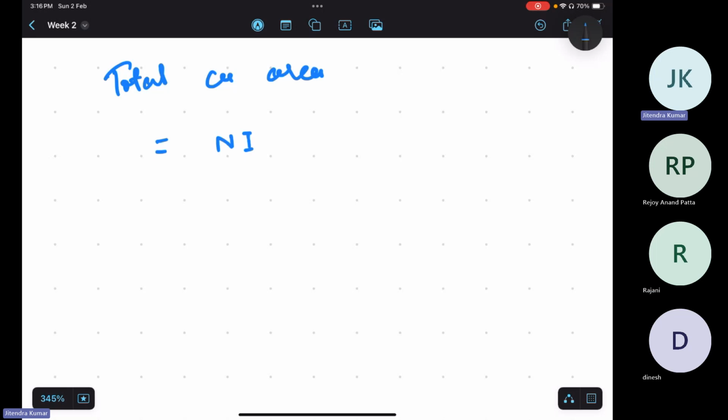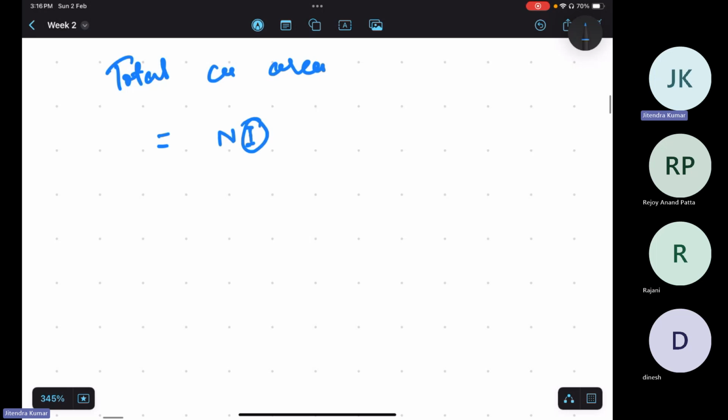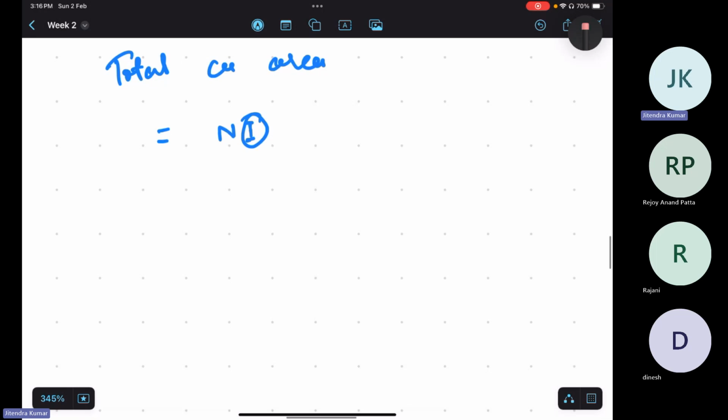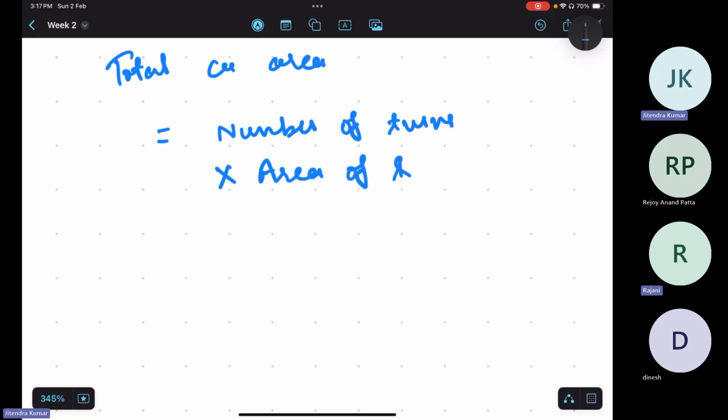Now this is nothing but the total number of turns on the primary side into area. Here we need area, right? So what I mean to say is, if we know the area of a single conductor, then if we multiply by the number of turns, that will be our total copper area. So pi d square by 4 into number of turns is the area of a single turn or conductor.